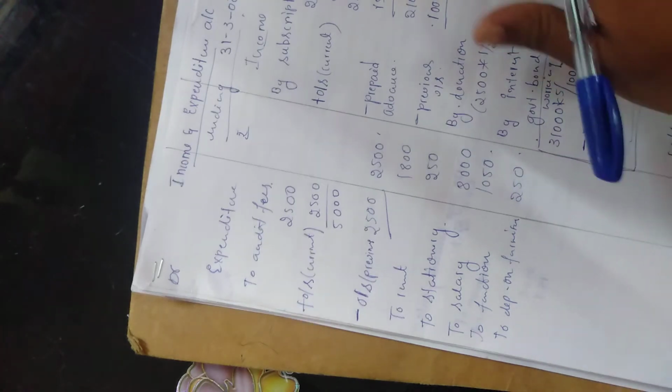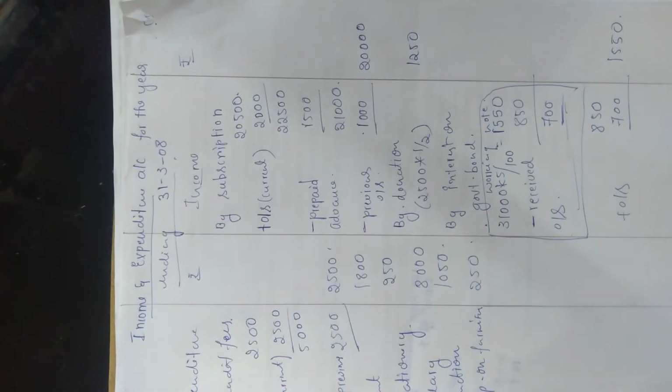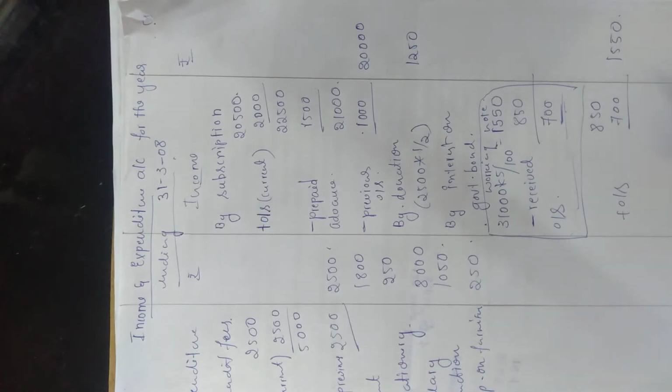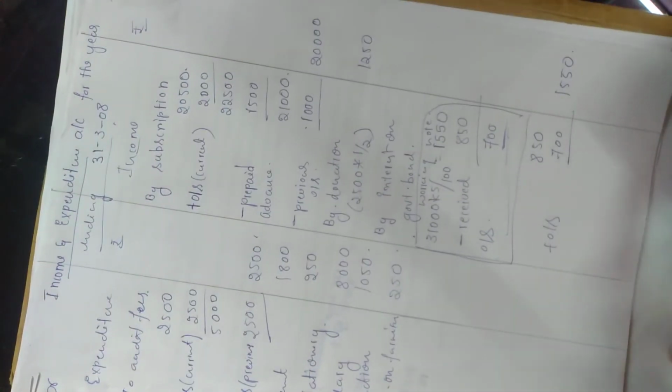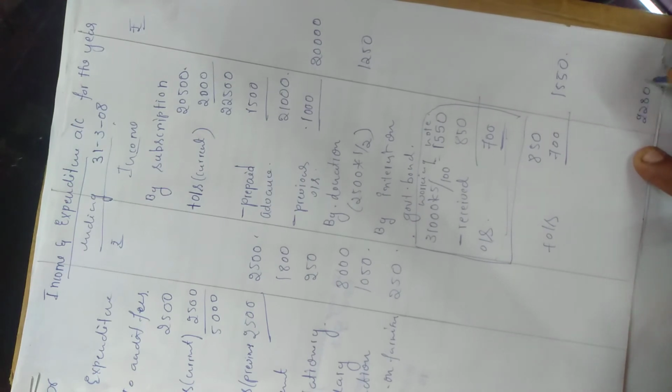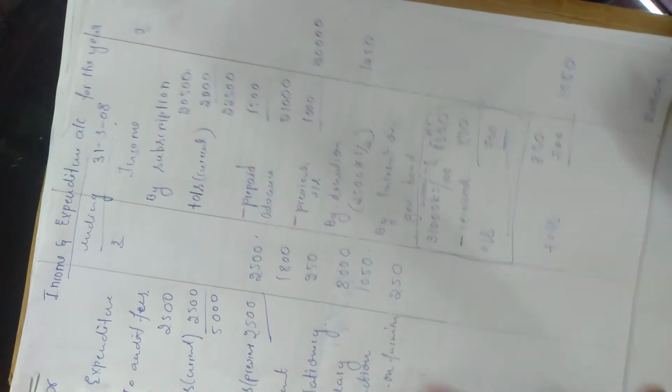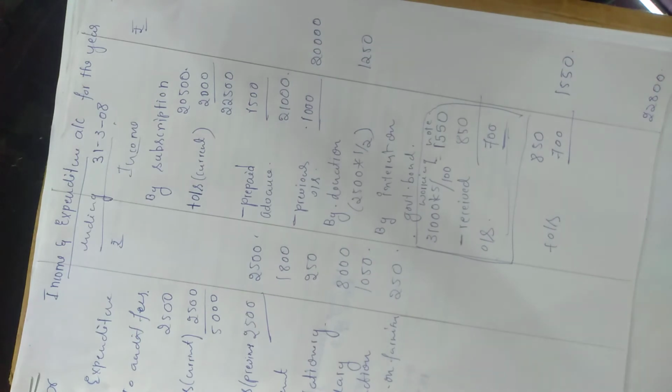So first calculate the income side. Amount 20,000 plus 1,250 plus 1,550. Amount is 22,800. So I'll write here. We need to see which side is more, whether expenditure side or income side. So now calculate the expenditure side. 2,500 plus 1,800 plus 250 plus 8,000 plus 1,050 plus 250.